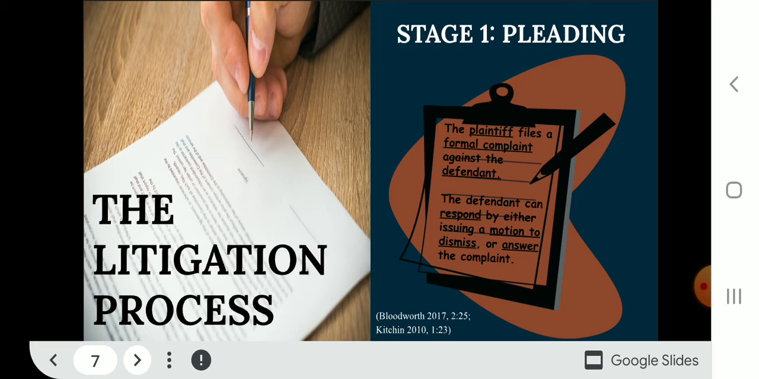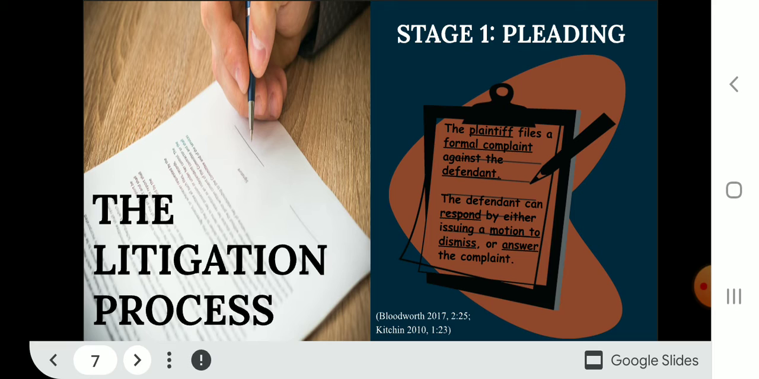The first stage of the litigation process is the pleading stage. Here, the plaintiff files a formal complaint to the court that entails all the relevant elements of the situation and allegations against the defendant. Once the complaint is accepted by the court and sent to the defendant, the defendant has a certain amount of days to respond to the allegations. Different countries have different laws regarding the amount of time the defendant has to respond.